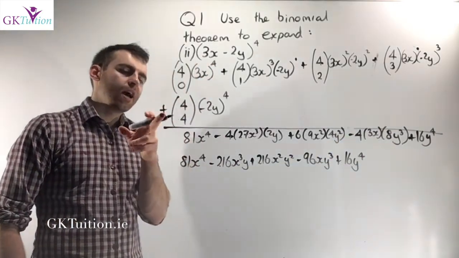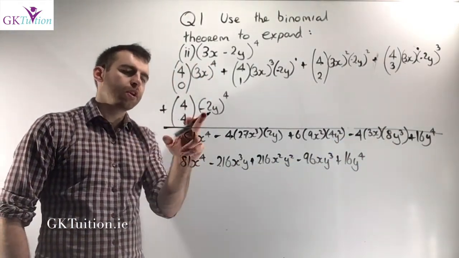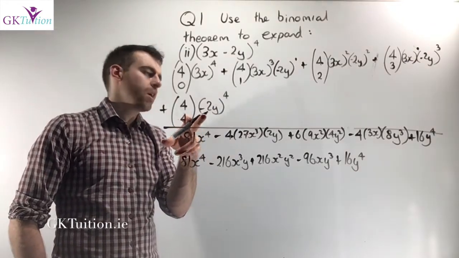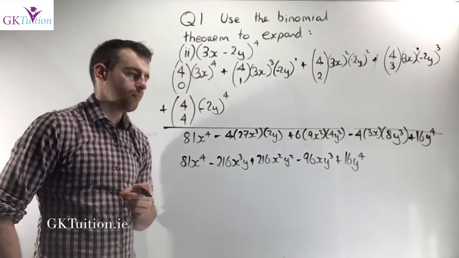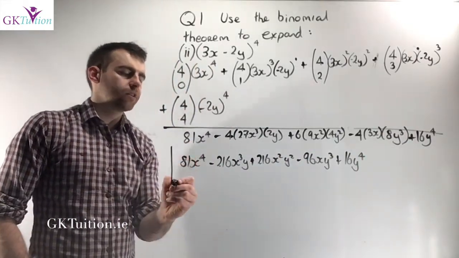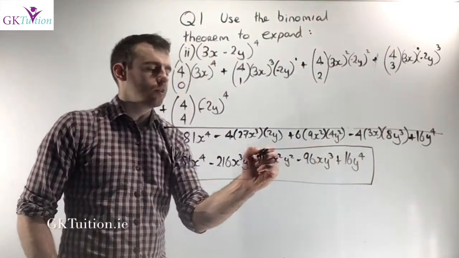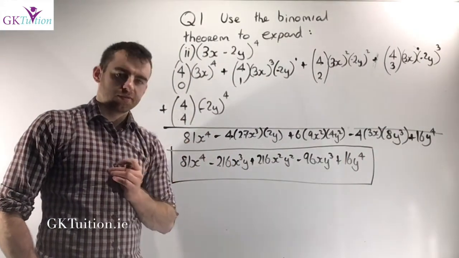And then the last term here, 4 choose 4 is just 1, 4 minuses gives me a plus, and 2 by itself 4 times becomes 16y to the power 4. All I did then to get my final answer was multiply the coefficients of each term by each other, and that's your final answer for part 2.